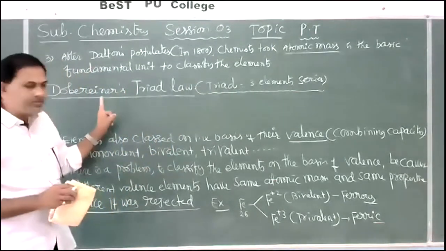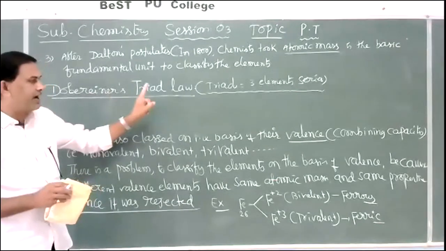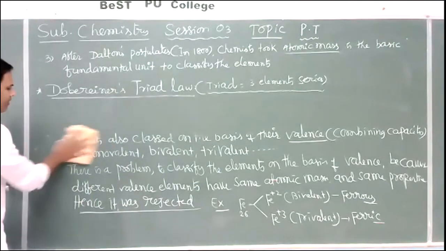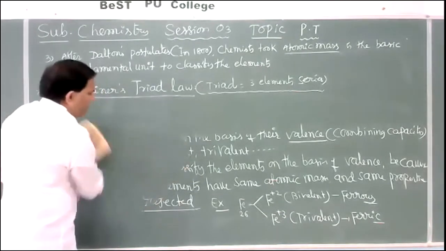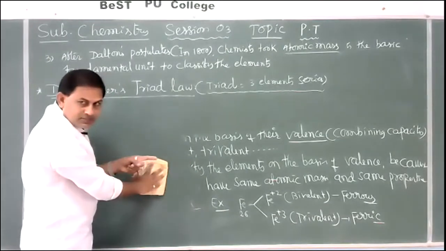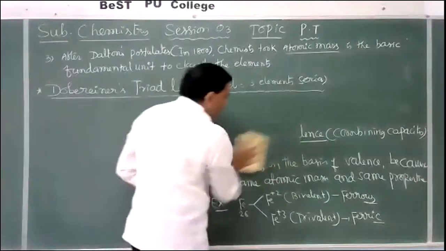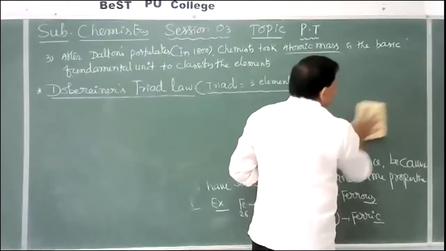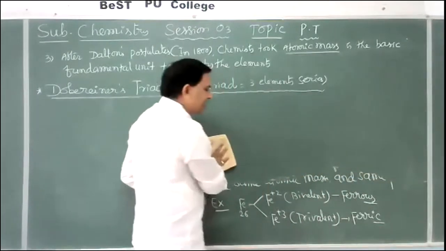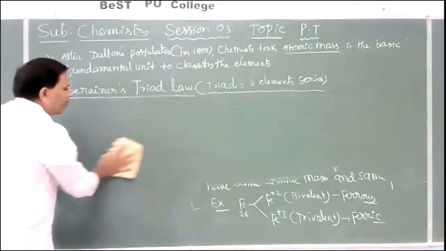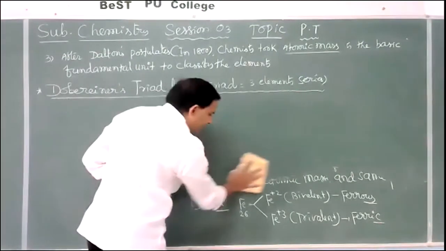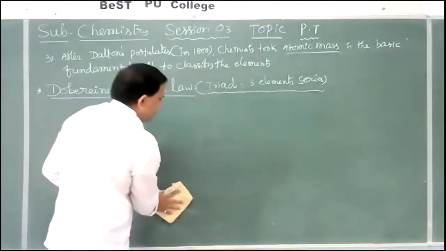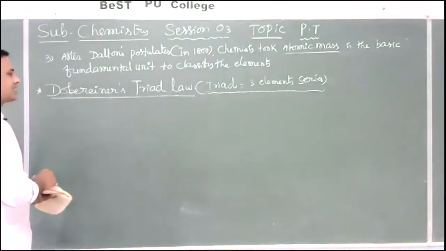So for a 1 mark question, they may ask: state Dobereiner's triads law. It is very simple, just observe it. To classify all the known elements, there were many methods, many laws, and many scientists conducted many experiments. Finally, right now we are using the modern periodic table. Before that, we'll explain some important laws, that is Dobereiner's triads law.